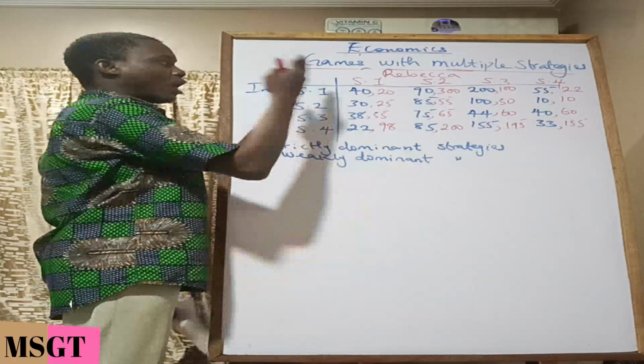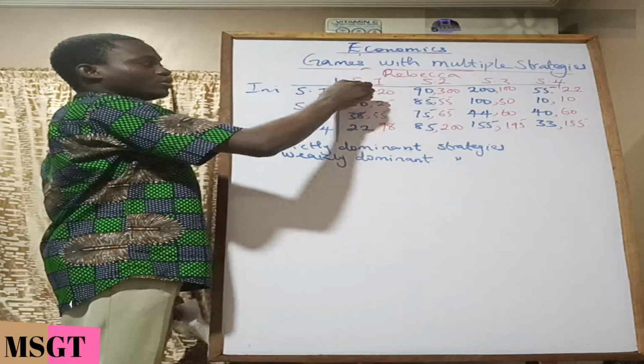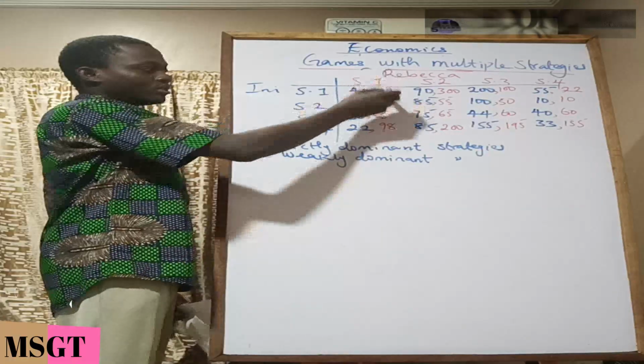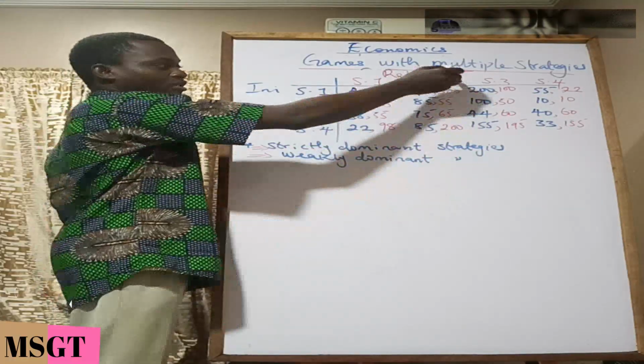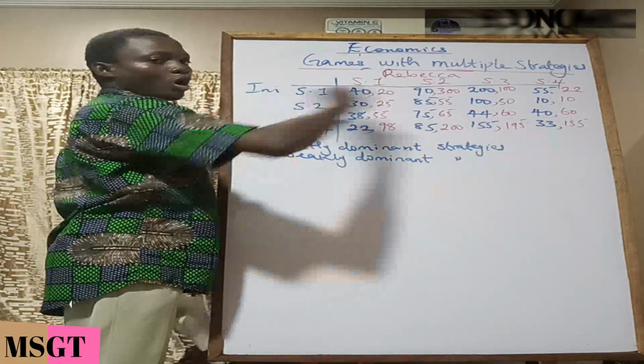Now for Rebecca, her payouts are arranged vertically. So she can choose strategy one. If she chooses strategy one, she can get the set of payouts 20, 25, 55, 98. Then strategy two, she can get the same too. So hers is this way, while Ini's is horizontal.